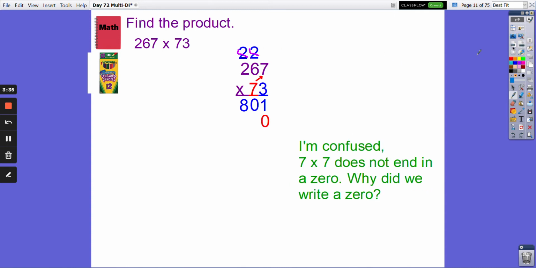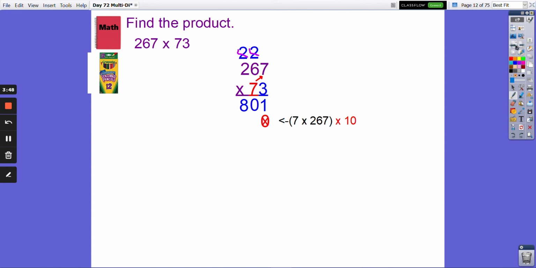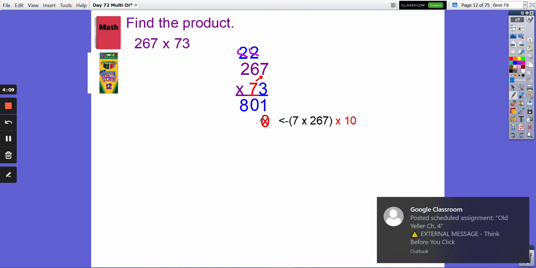Okay, so I'm going to put a 0 here, but I'm confused. 7 times 7 does not end in a 0. So why did we write a 0? Well, that's a placeholder, because remember, this number is not just 7 times 267. This number is 70 times 267. So instead of writing 70 here, we took out the 10 and simply wrote that 0 that belongs to the 10 here. That way we don't have to worry about it until later.